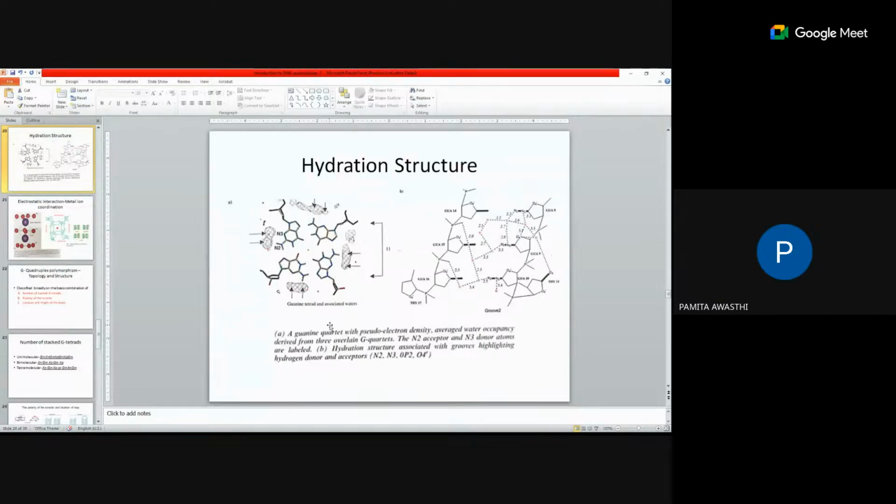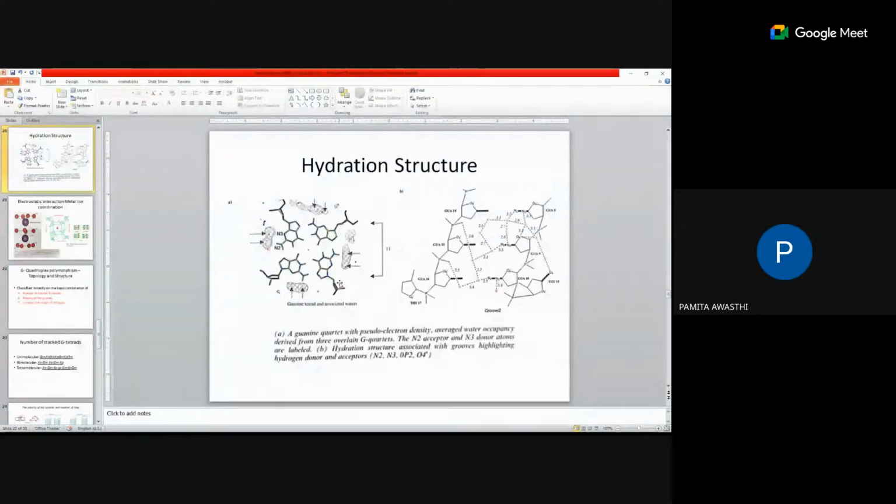These water molecules show very extensive hydrogen bonding with the N2 exocyclic as well as the N3 heterocyclic atoms of the base. A fourfold symmetry has been observed in the parallel hydration structure. So as I told you, we have two types of orientation of the backbone in quadruplexes. One is parallel, another one is anti-parallel. In the parallel, the hydration structure has been seen, this is the structure by X-ray crystallography.